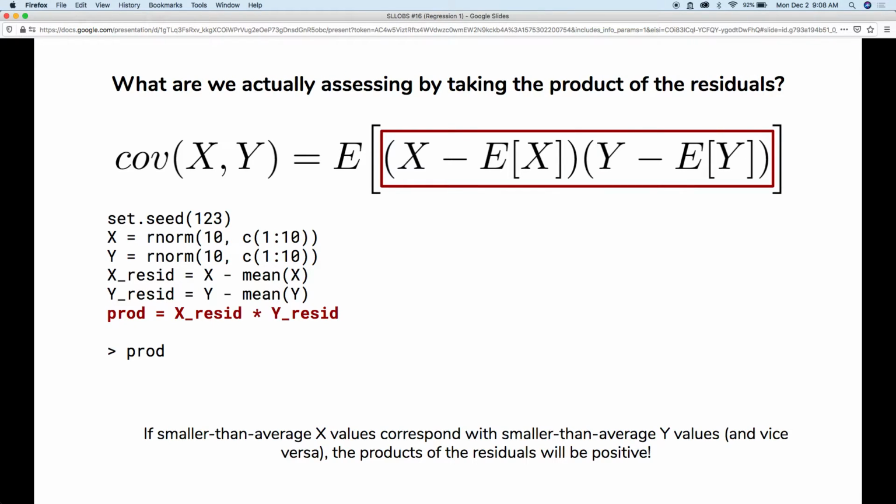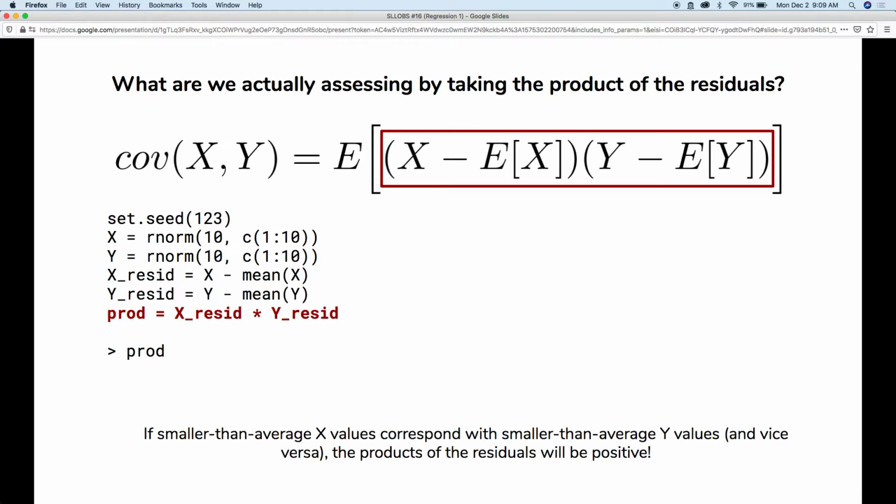And if we think about what we're actually assessing when we calculate the product of the residuals, this goes back to what we were just talking about. Basically, if smaller than average values of x tend to correspond with smaller than average values of y, those residuals are both going to be negative. And so when we calculate the product of the residuals, they're all going to evaluate as positive. Smaller than average values of x are negative, smaller than average values of y are negative. Similarly, larger than average values of x are positive, and same goes for y. So if this trend holds for every single pair of x, y values, every product of the residuals is going to be positive. And that's going to indicate that there's covariance here.